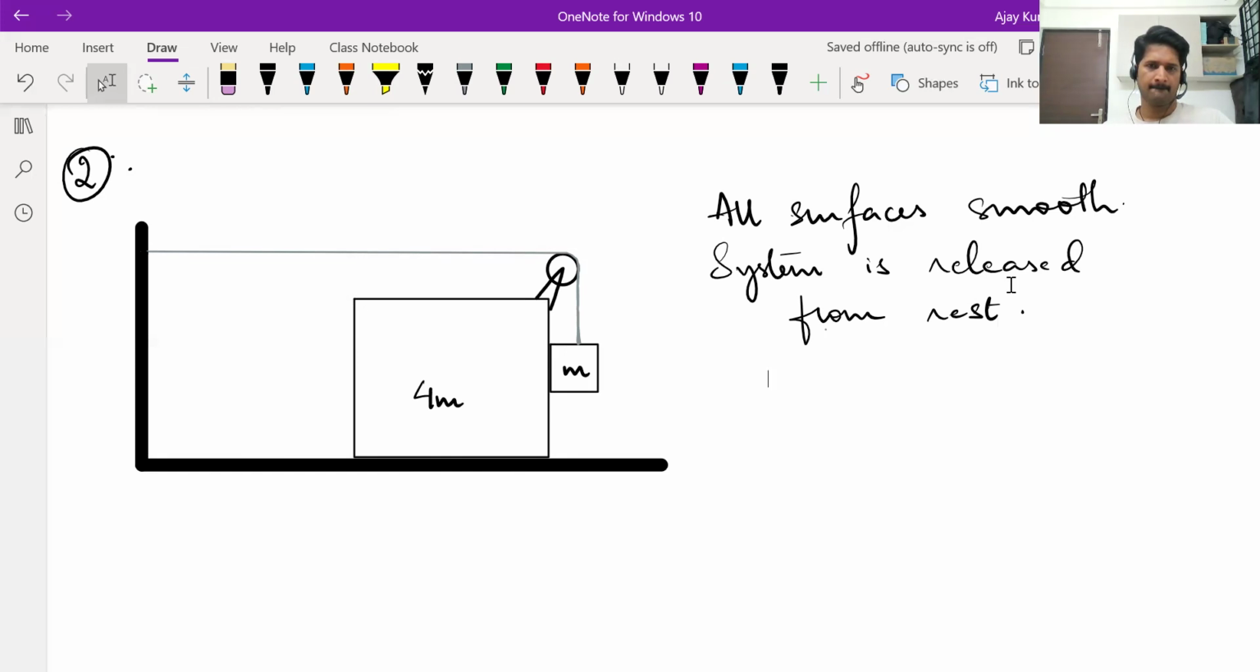Sir, until the block M reaches the ground. Okay, others, what do you say? Till when will m continue moving only in the downward direction?